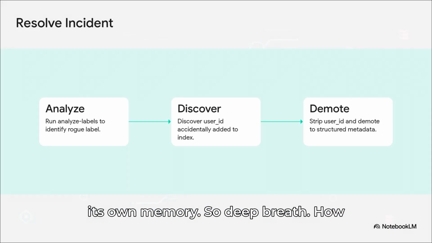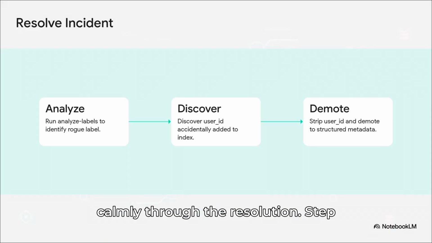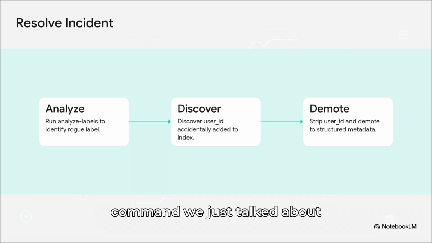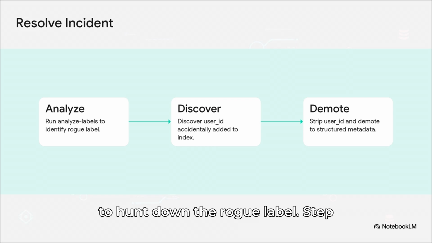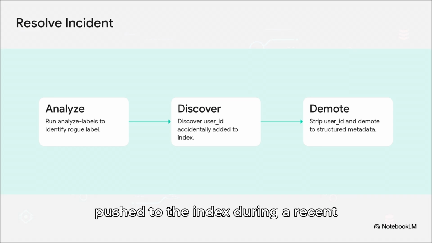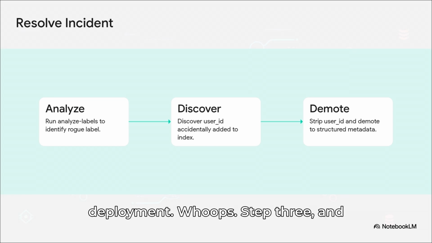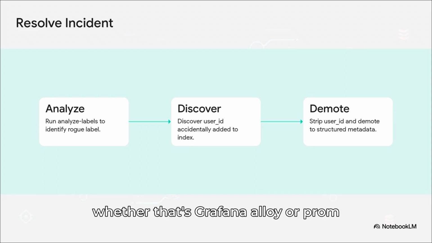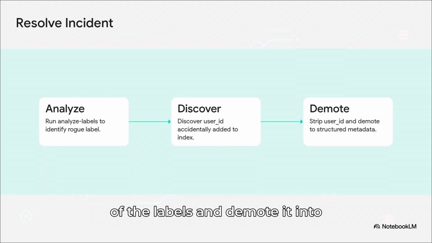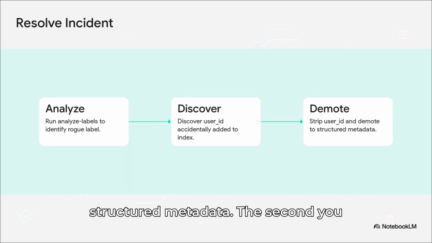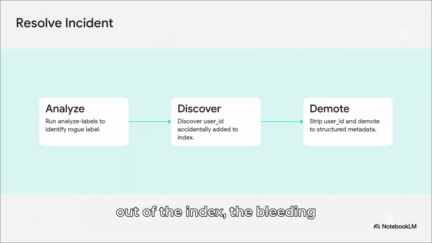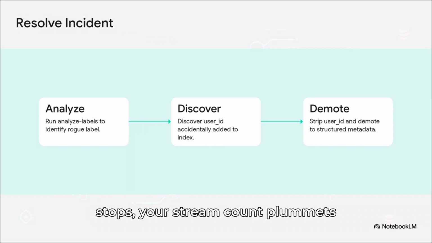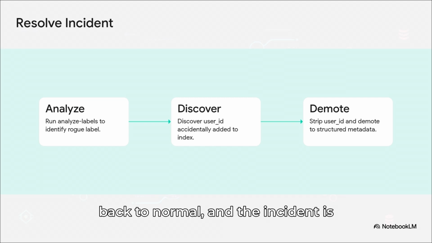So, deep breath. How do we fix it? Let's step calmly through the resolution. Step 1, we run that analyze labels command we just talked about to hunt down the rogue label. Step 2, our analysis shows that a user ID field was accidentally pushed to the index during a recent deployment. Whoops. Step 3, and this is the crucial part, we configure our log collector, whether that's Grafana Alloy or Promtail, to strip user ID out of the labels and demote it into structured metadata. The second you move that unbounded value out of the index, the bleeding stops. Your stream count plummets back to normal, and the incident is resolved.